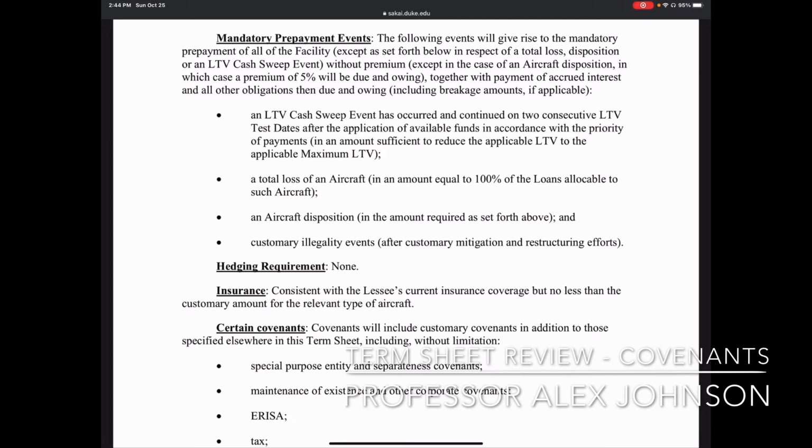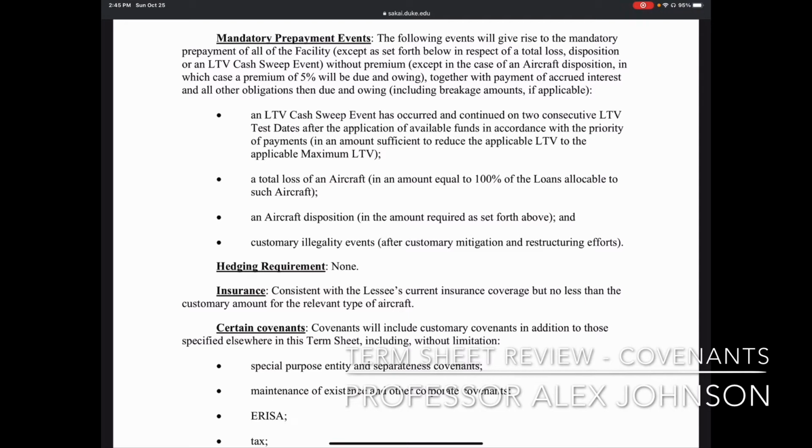So the mandatory prepayment events themselves will show up in Article 2, but what you'll notice is often the events that trigger mandatory prepayment relate to covenants that we've been discussing or that you have drafted. For instance, if you look at the first or the third bullet, those are covenants we just talked about. The first is related to the LTV, a financial covenant, and the third is related to aircraft dispositions, one of the first covenants we encountered in this term sheet. Think about how you've drafted those covenants and then how you would link them with requiring the prepayment of certain amounts.